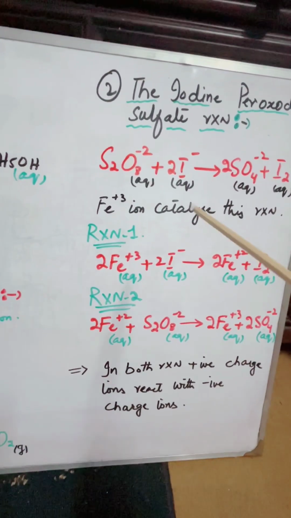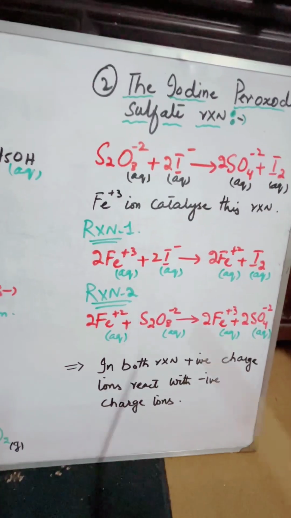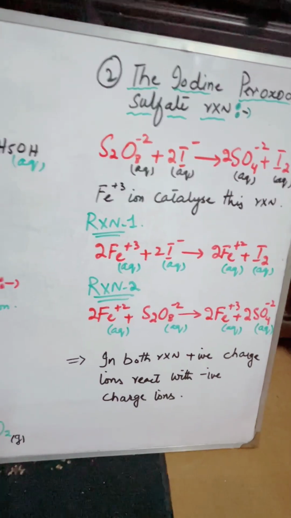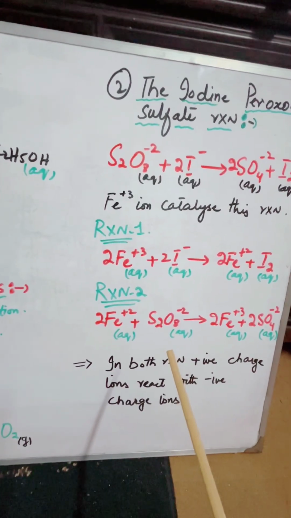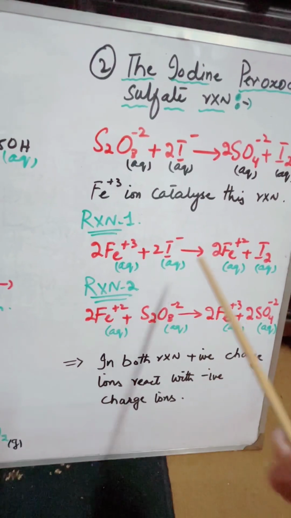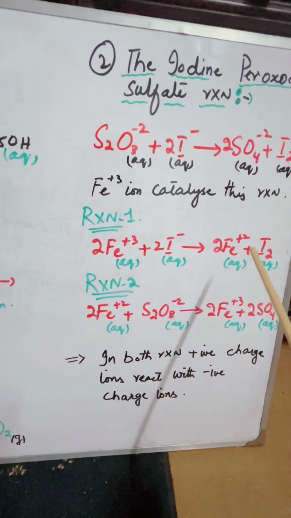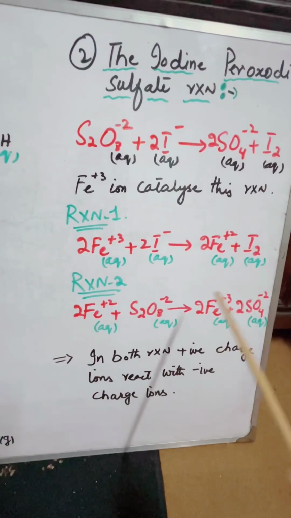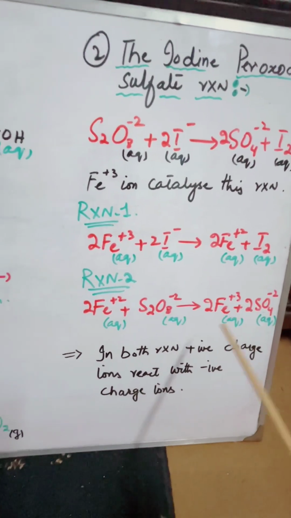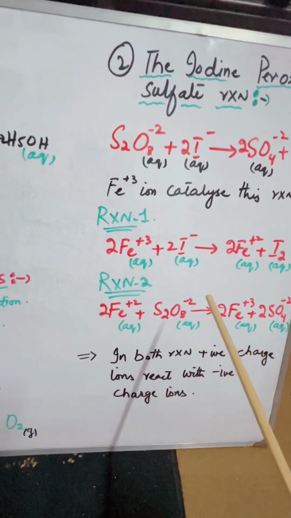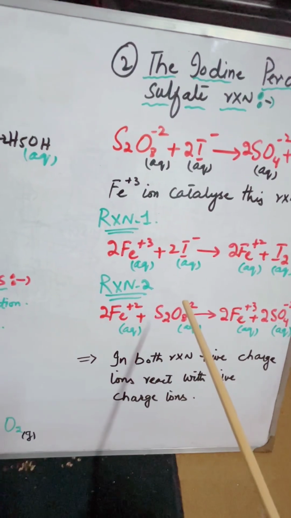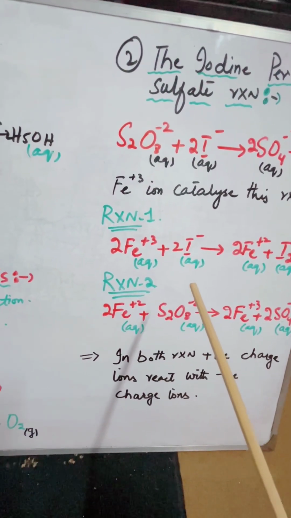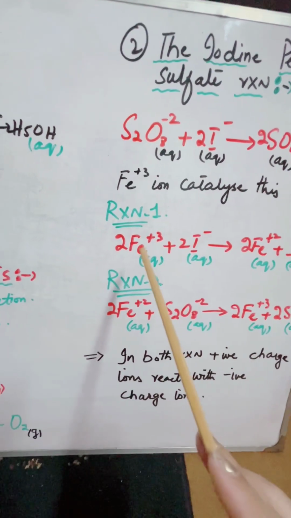In this case, the catalyst we use is Fe3+. Okay, this ion catalyzes this reaction. It has two steps. In reaction 1, there is the reduction of Fe3+ to Fe2+. And in reaction 2, it's the oxidation of Fe2+ to again Fe3+, and the catalyst is regenerated. So students, in both reactions, the positively charged ions react with negatively charged ions.